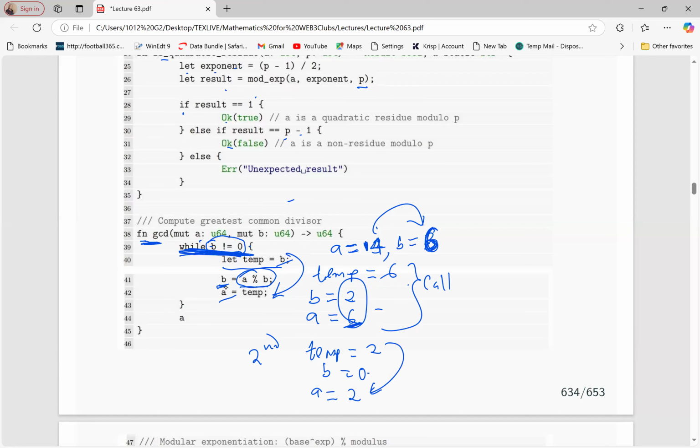Now, when B is 0, you exit. And when you exit, the program says A becomes the GCD. The current A becomes the GCD. So our current A is 2, which becomes the GCD. This is how you get the GCD using this method. This is how this program finds the GCD.